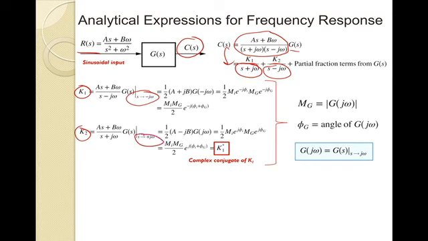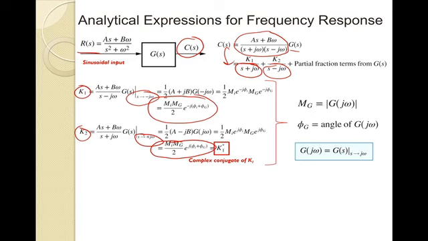Okay, so that's a reminder from our partial fraction worked examples. And then as we go through a little bit of math here, when we're done, we can see our end response for both K1 and K2. What we'll see here is that K2 comes out to be the complex conjugate of K1.